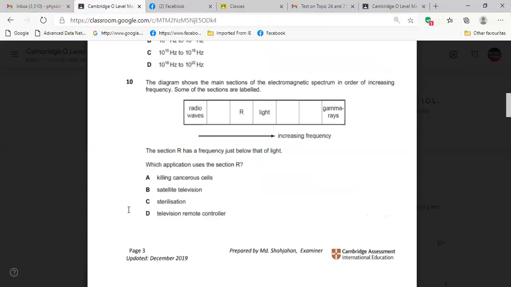Then question 10. The diagram shows the main sections of the electromagnetic spectrum in order of increasing frequency. Some of the sections are labeled. The section R has a frequency just below that of light. What application uses the section R? So how will we get this answer?